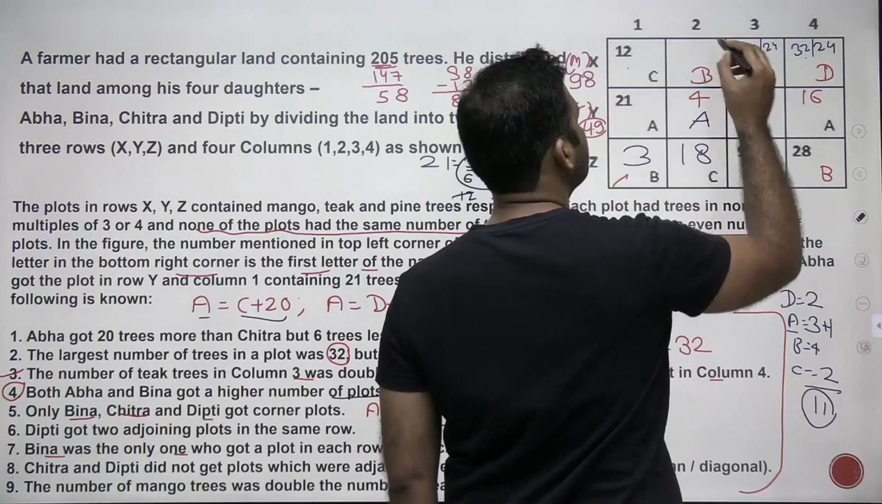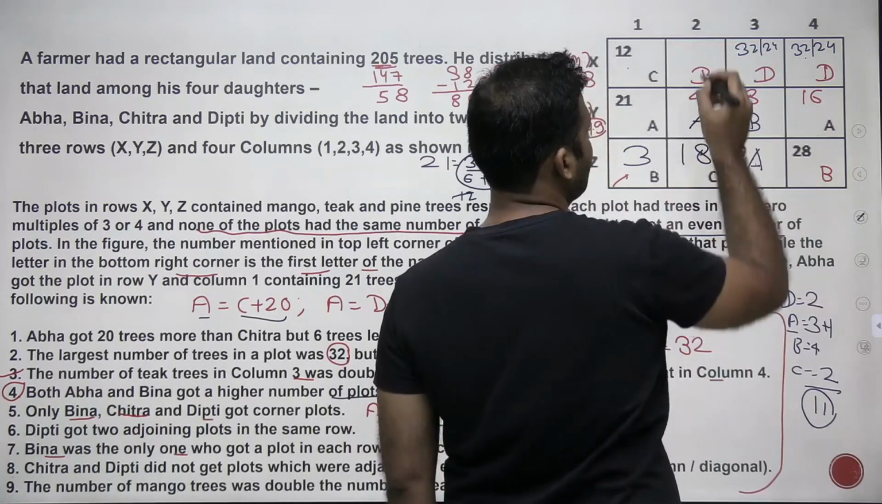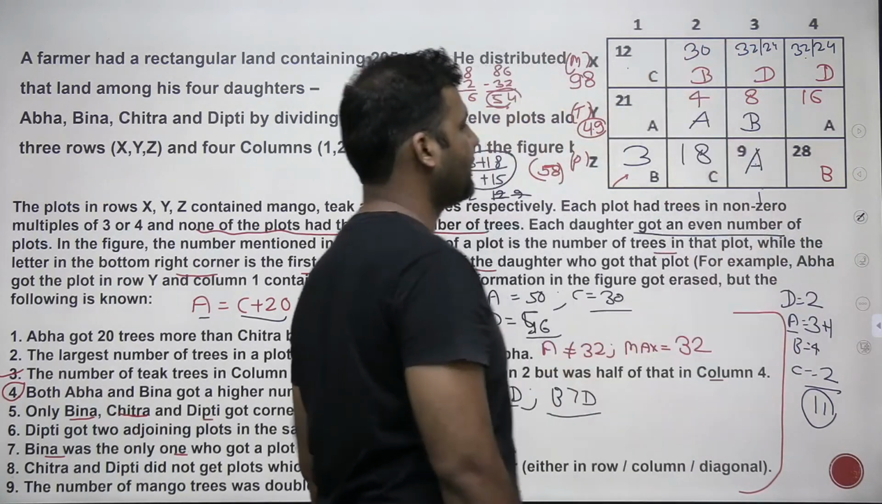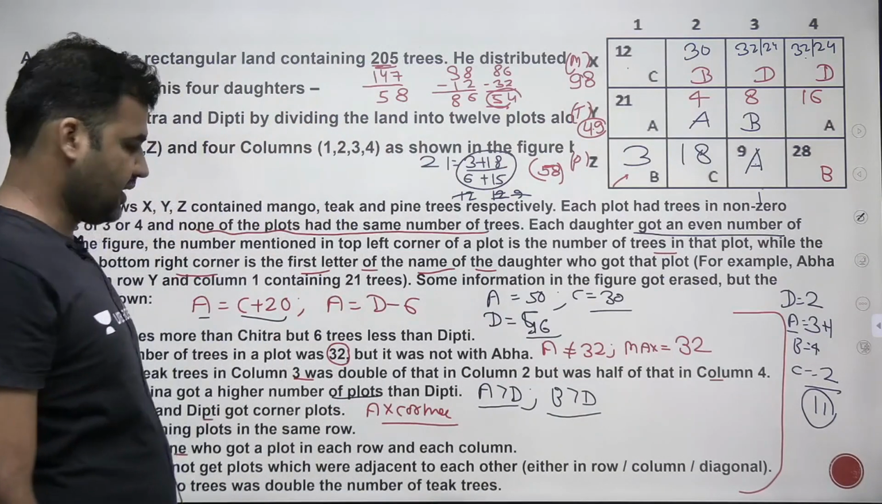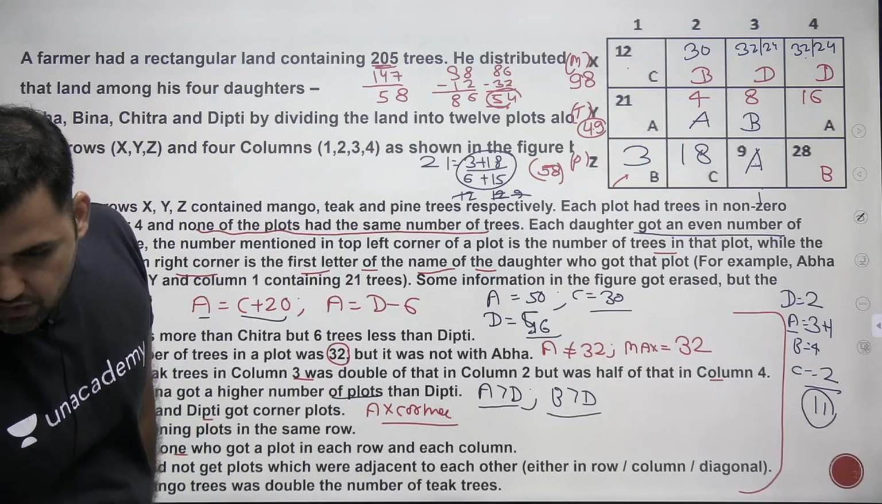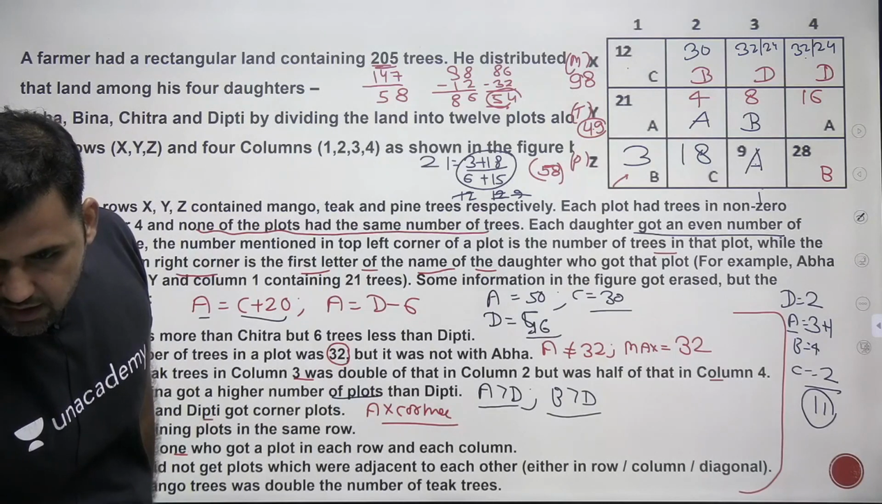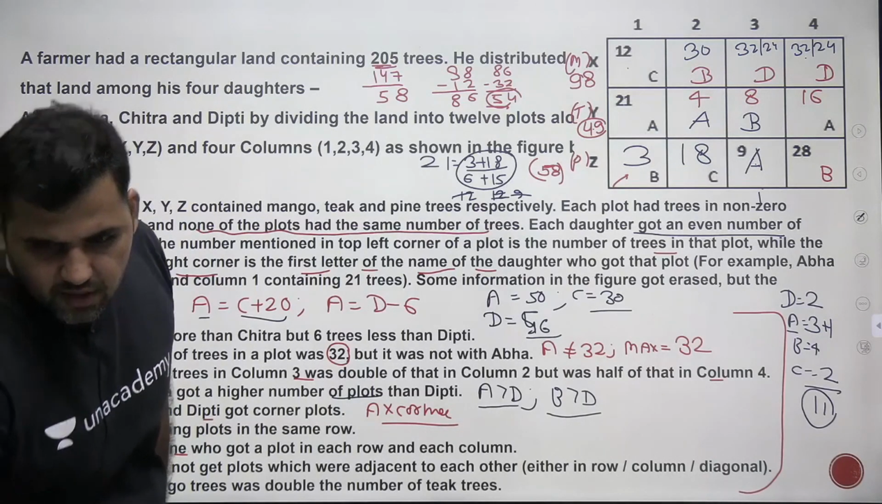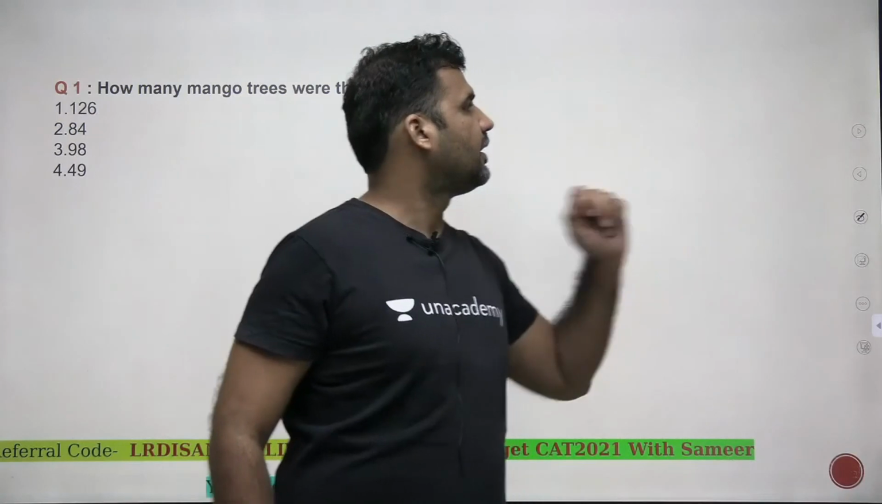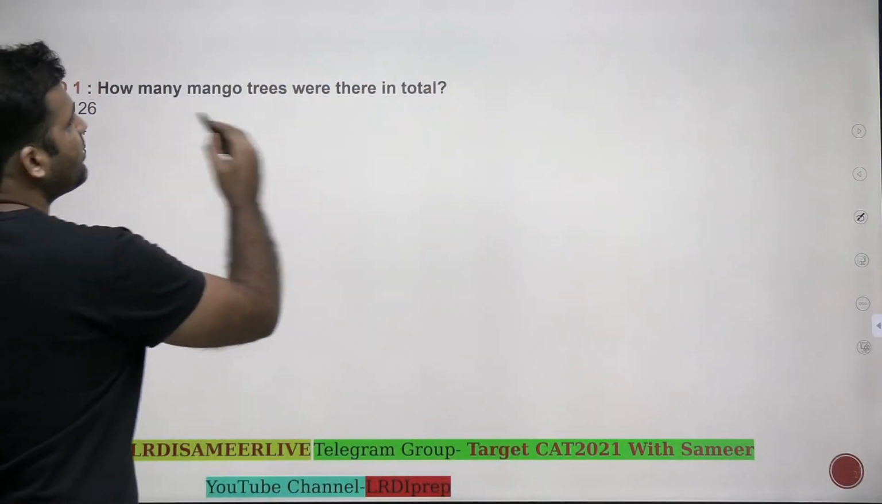And this value you see for Beena would then definitely be 30, right? That's it. This is the whole set now. Now that we have filled the matrix, you can easily answer all the questions. Let's have a look at the questions now. If I look at the first question, how many mango trees were there in total?